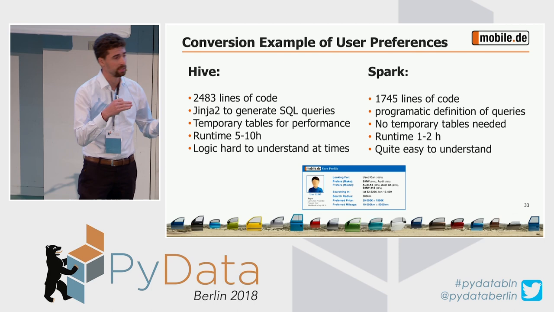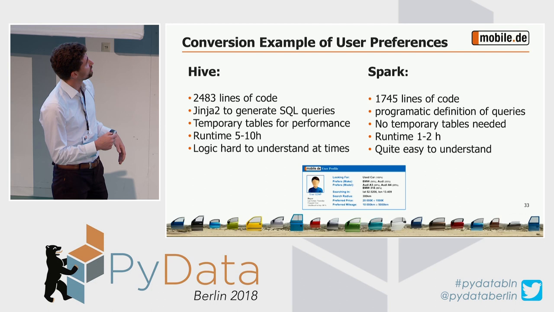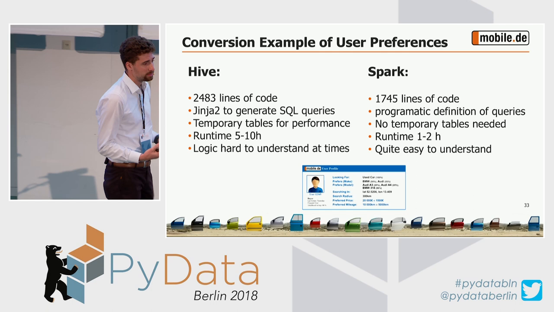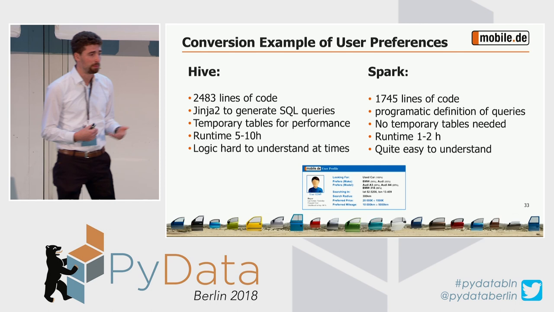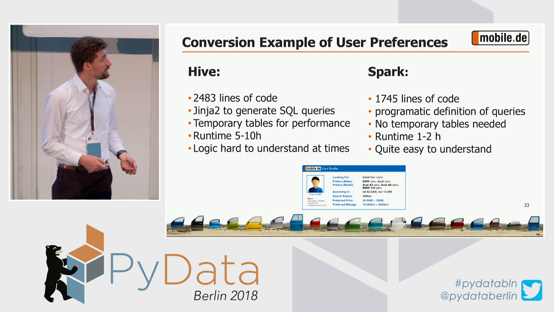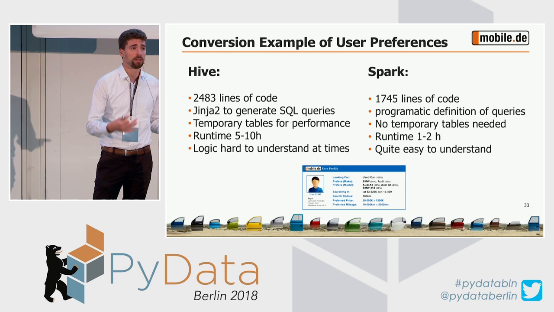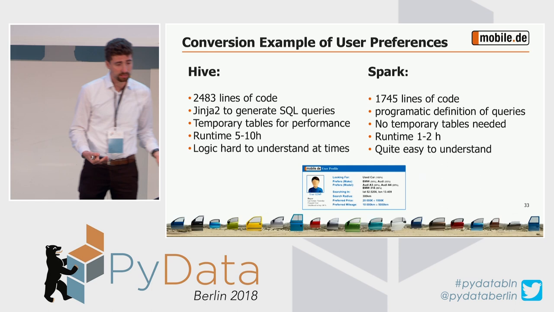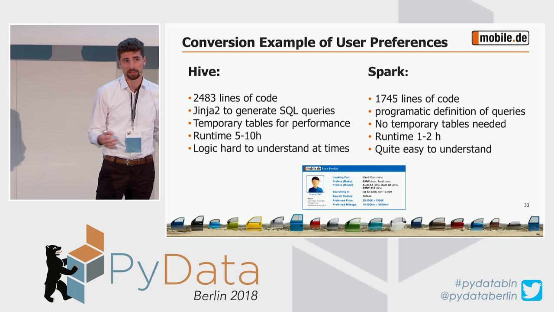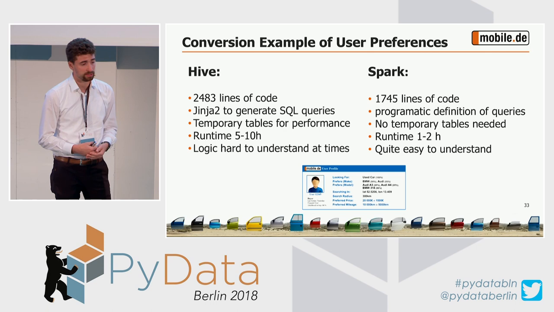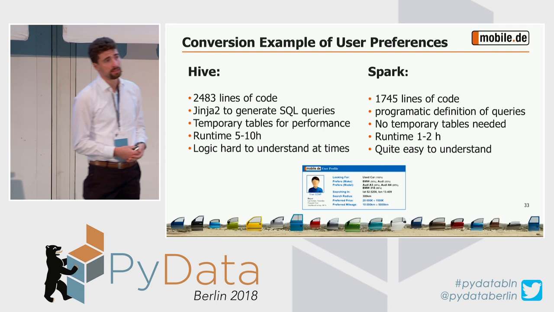Then, as I said before, we were using Jinja 2 to do some SQL queries, and this is really not a nice way, but Spark allowed us to define queries in a much more programmatic way. So it's much, much easier to define your queries. Also, we got rid of a lot of temporary tables, and this was also important, the runtime. For this model, of course, you don't want to have your model run 4 to 10 hours because you want to include the new data as fast as possible, and we could reduce it by just using Spark to 1 to 2 hours. This interval is due to the usage on the cluster. For me, actually, one of the biggest gains was that the source code after the migration was much easier to understand.